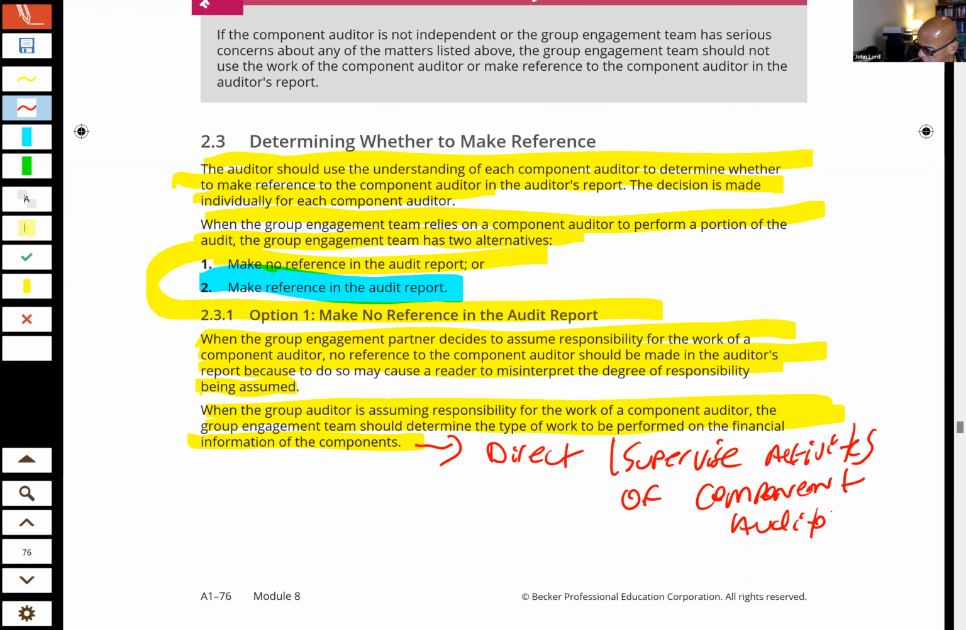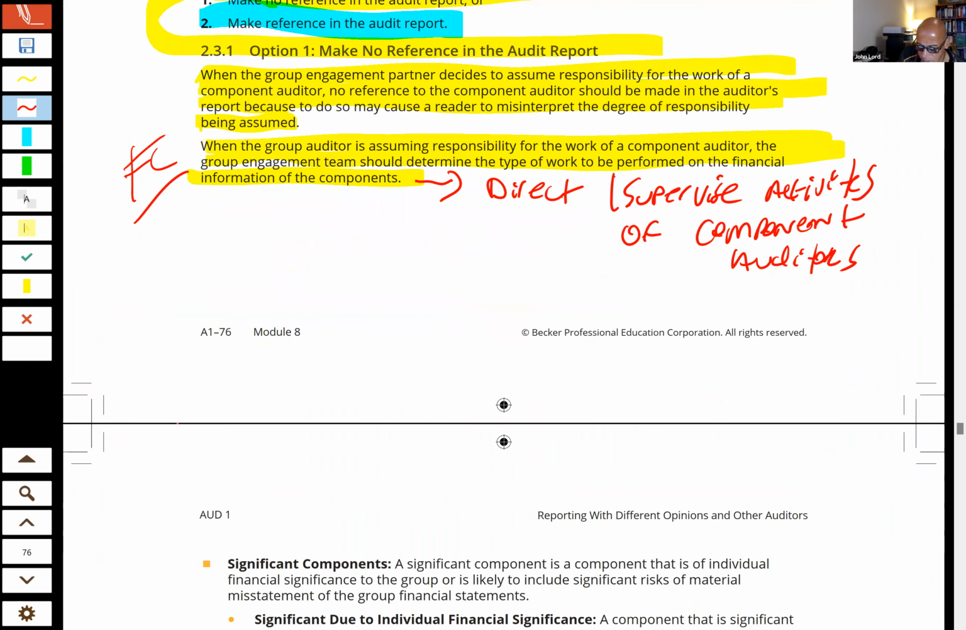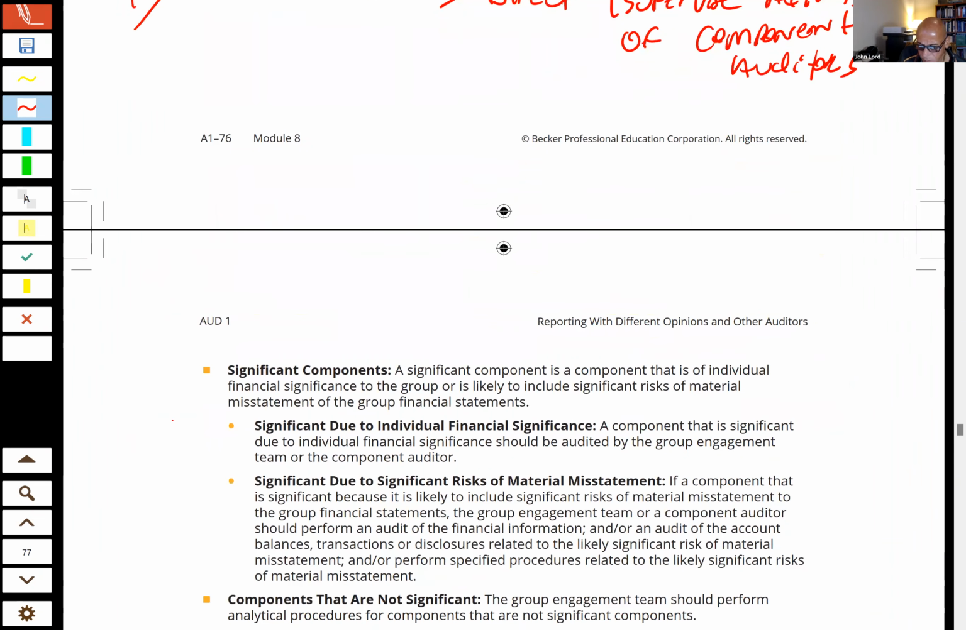You treat them like your staff, essentially. Now that doesn't mean that you're going to be writing them evaluations and whatnot, but you're going to direct their activities, because you're not going to mention them. You're not going to make any reference to them in your audit report. And so you want to make sure that they are doing the work that they need to do there. Now, what happens? The level of your involvement.